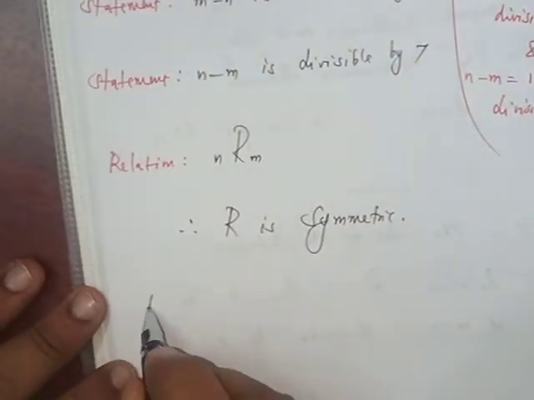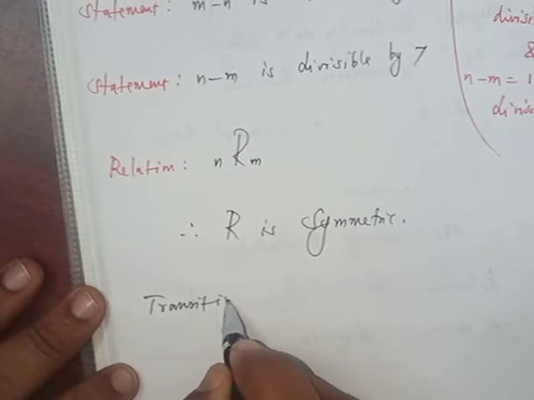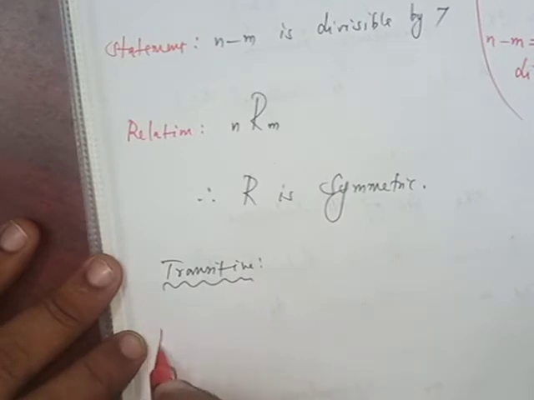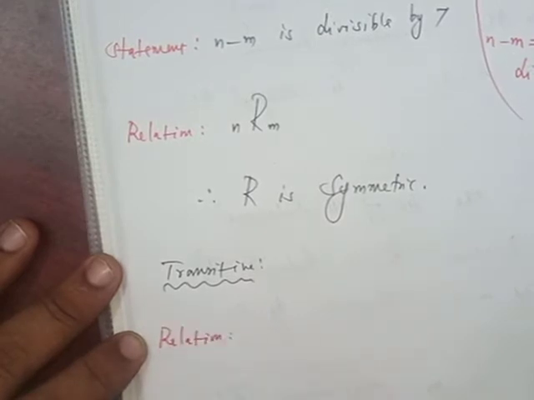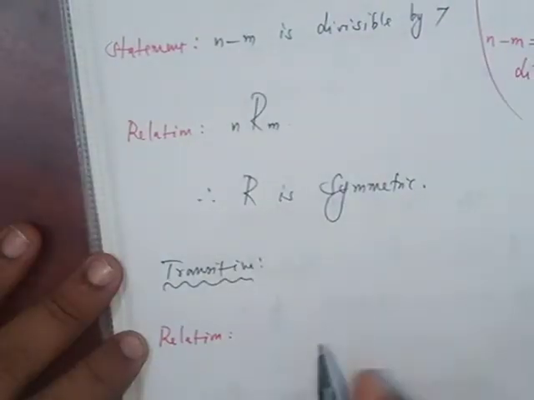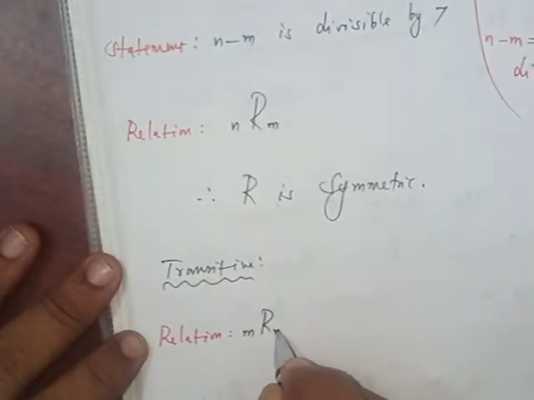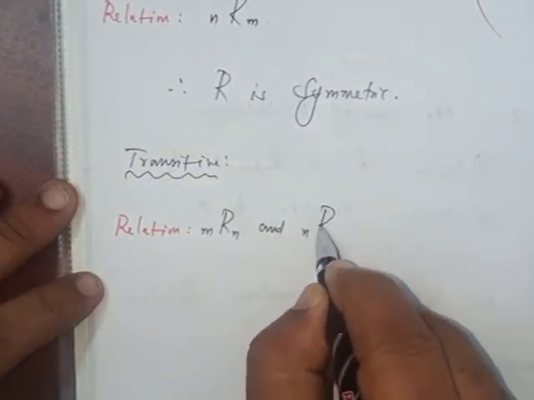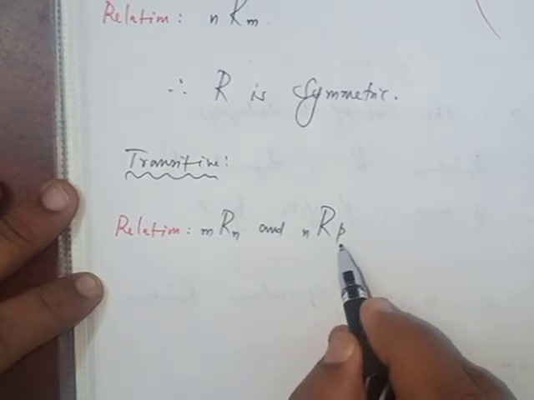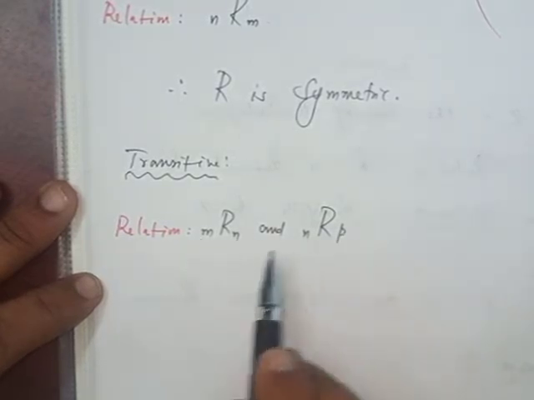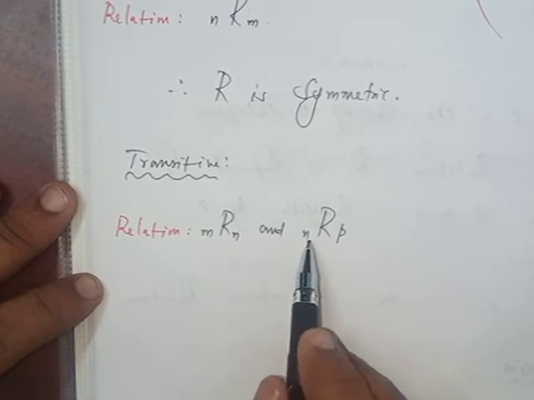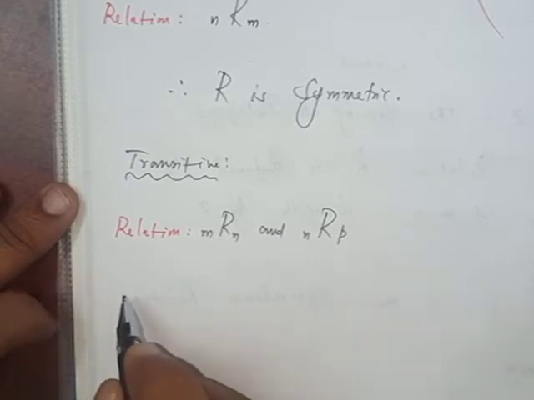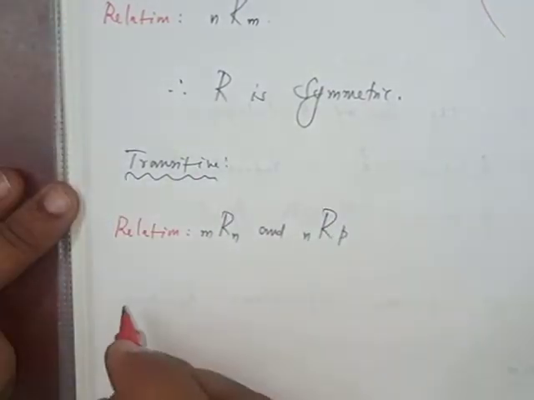Finally, we can go for transitive. For transitive, first write the relation: m is related to n and n is related to p. We have to consider p here. We have to take two pairs, and one should be common. Which one is common? n is common. We have to prove m is related to p or not. Now the next one, statement.